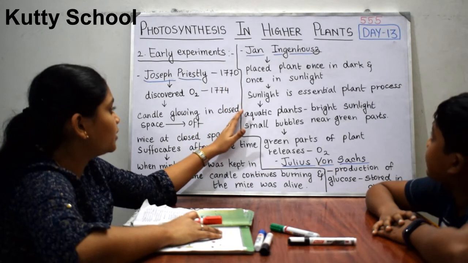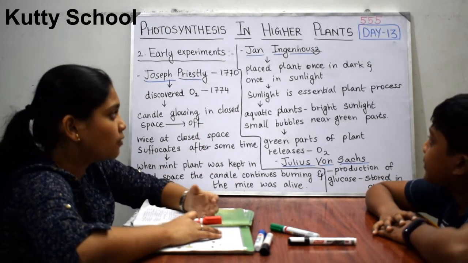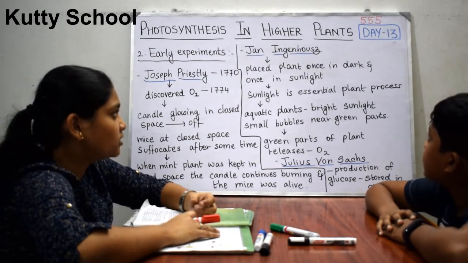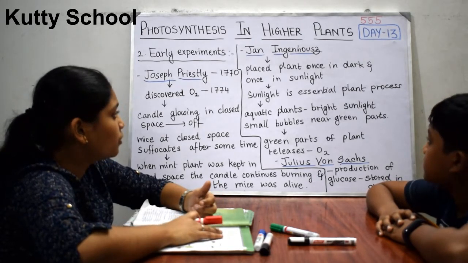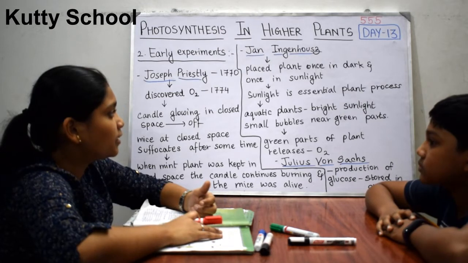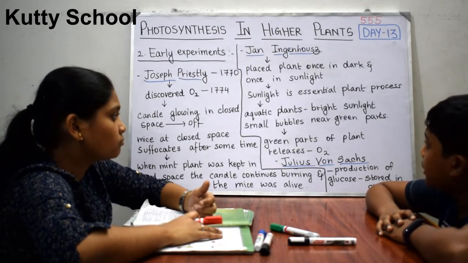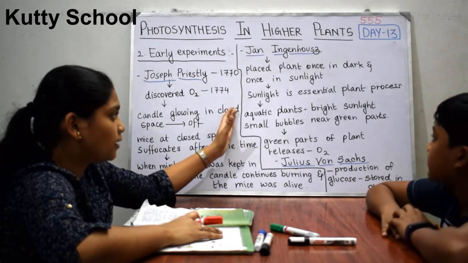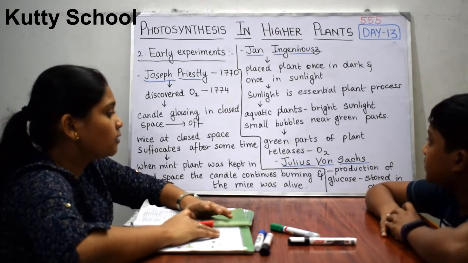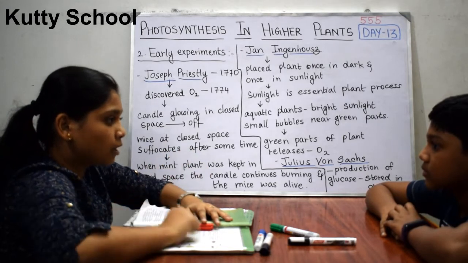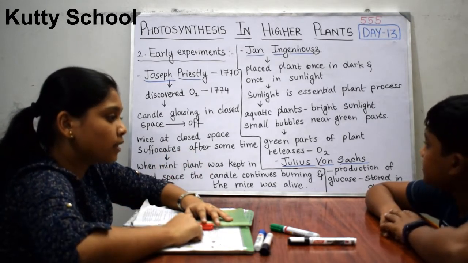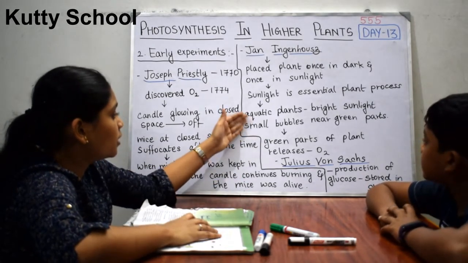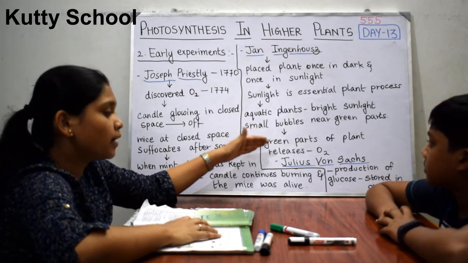Next, the second scientist, Jan Ingenhousz. He performed some experiments. He placed a plant once in dark and once in sunlight. He found that sunlight is essential for plant processes. He took aquatic plants, and under bright sunlight, near the leaves of these plants there were bubbles coming out. Why are the bubbles coming out? Because of the release of oxygen. So he came to the conclusion that green parts of the plant release oxygen.